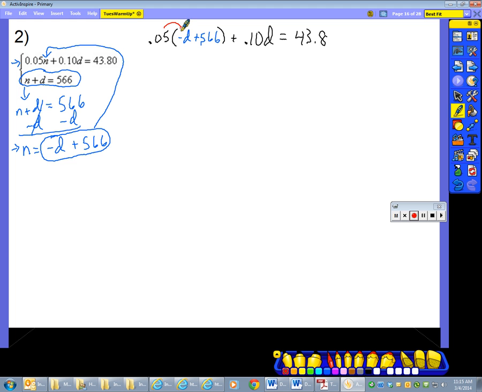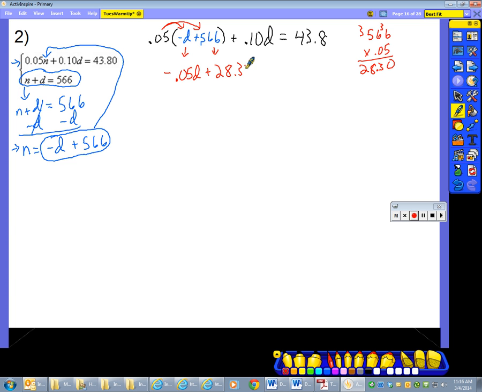This is what you learned in 7th grade. 0.05 times a negative D is negative 0.05 D, and then 0.05 times 566. If you're not sure what that is, you can come to the side and work that out. So we've got 566 times 0.05. 5 times 6 is 30, carry your 3. 5 times 6 is 30, plus 3 is 33, carry your 3. 5 times 5 is 25, plus 3 is 28. And I have two decimal places.